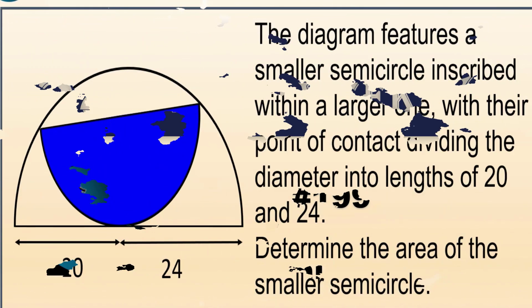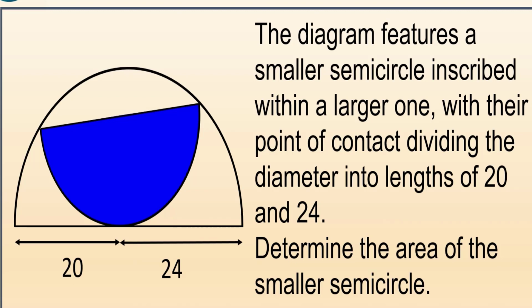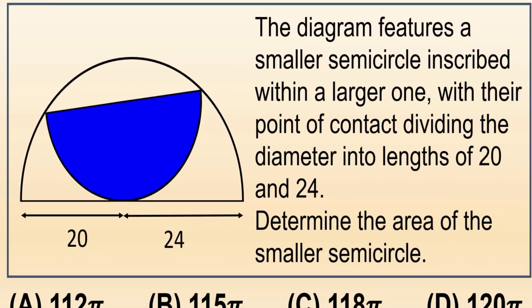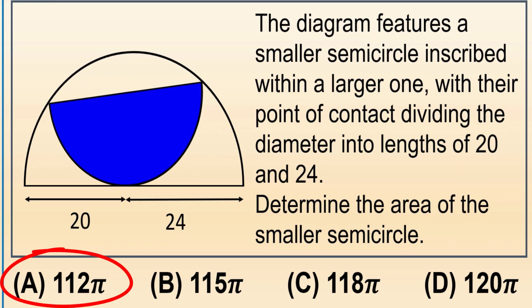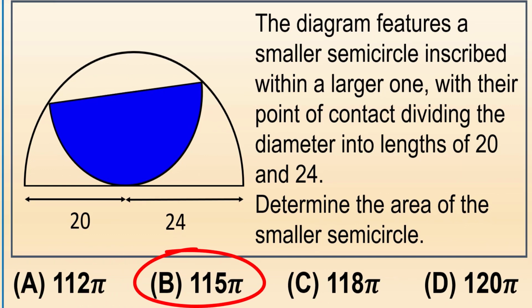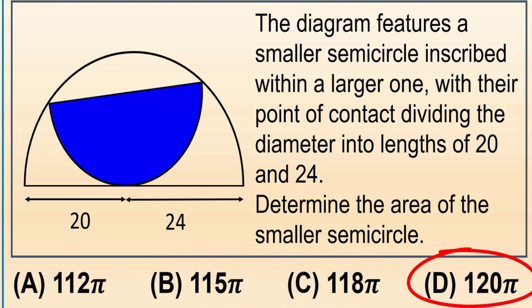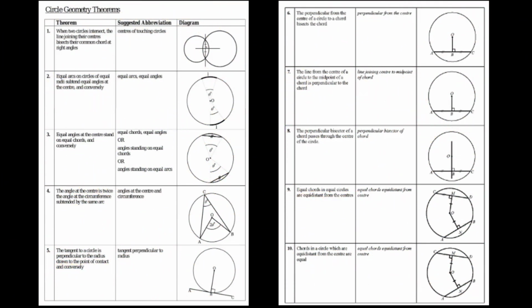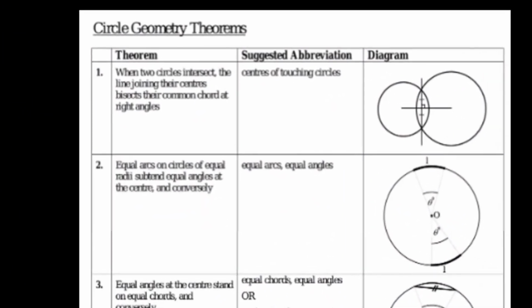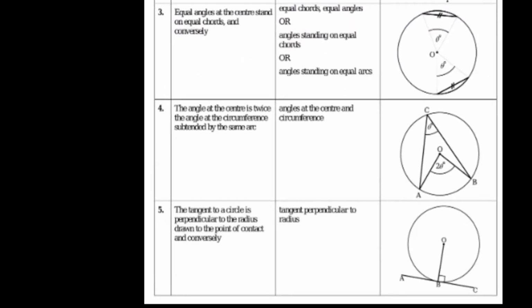Here is the problem. The diagram shows a smaller semicircle inscribed within a larger one, with their point of contact dividing the diameter into lengths of 20 and 24. The task is to determine the area of the smaller semicircle. The options are A. 112 pi, B. 115 pi, C. 118 pi, and D. 120 pi. Let's revisit some circle properties before we dive into the solution.